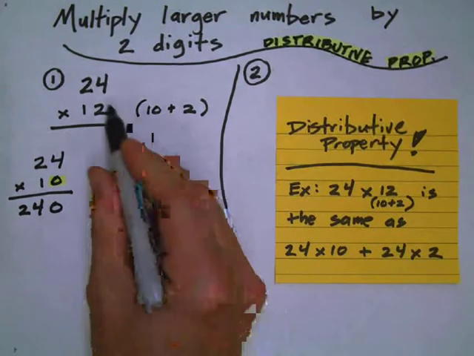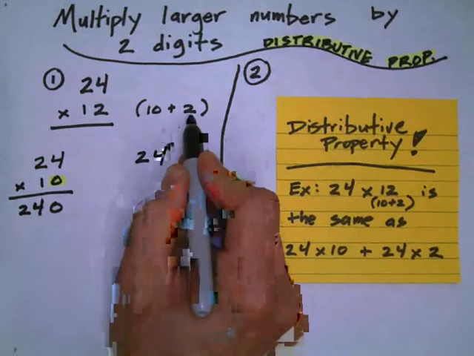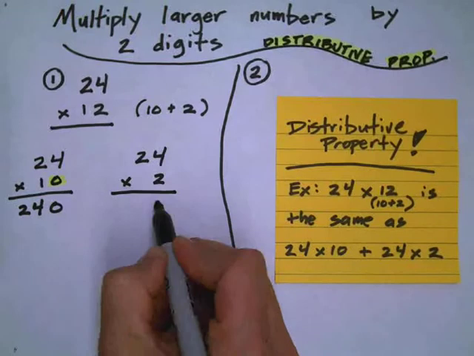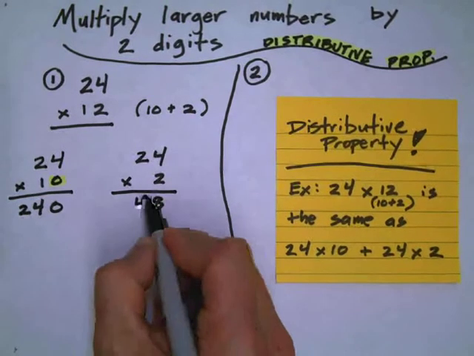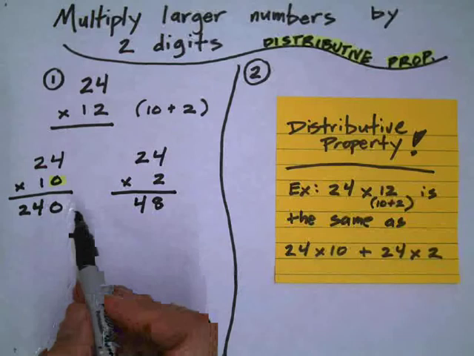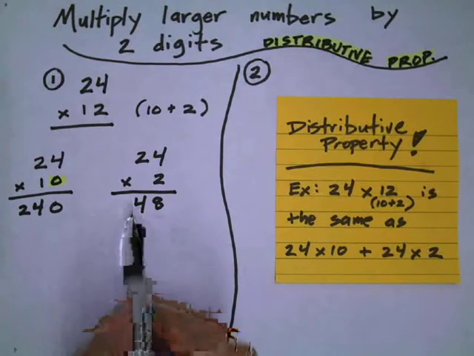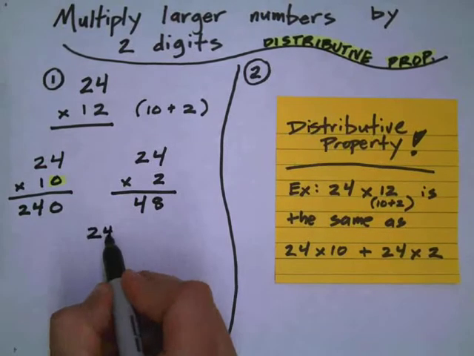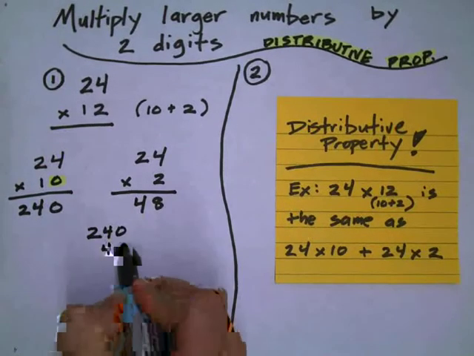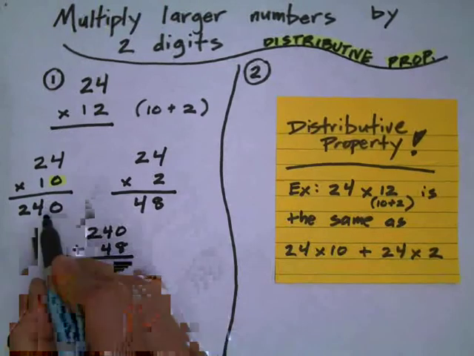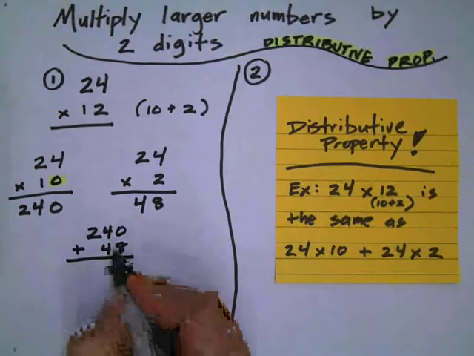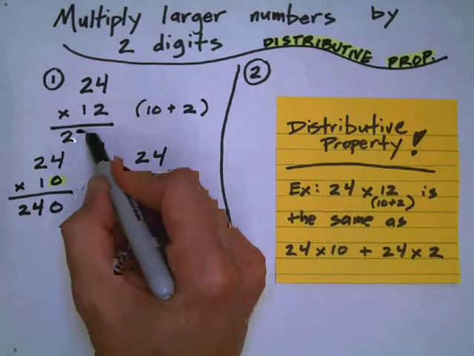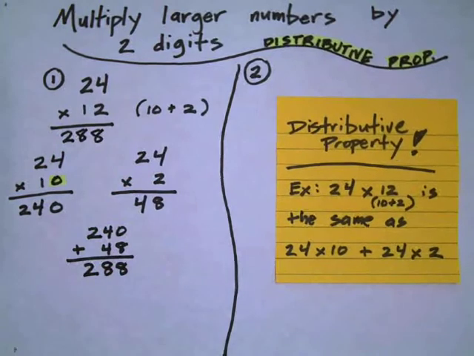Our second fact, we're going to distribute this 24 by the other number, which is 2. Start in the ones place. 2 times 4 is 8. 2 times 2 is 4. Now what we know the distributive property is, if you add 240 plus 48, you should get the answer of 24 times 12. So let's go ahead and take our two products and add them together. 8 plus 0 is 8. 4 plus 4 is 8. Bring down the 2, and we should get a total of 288.